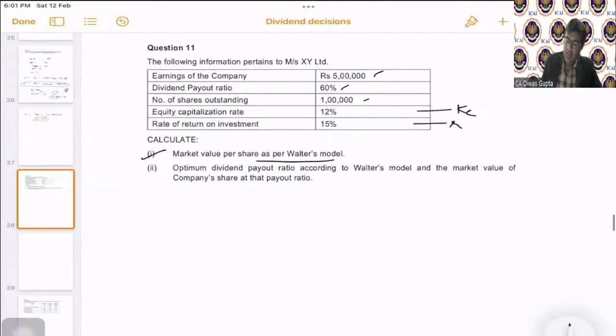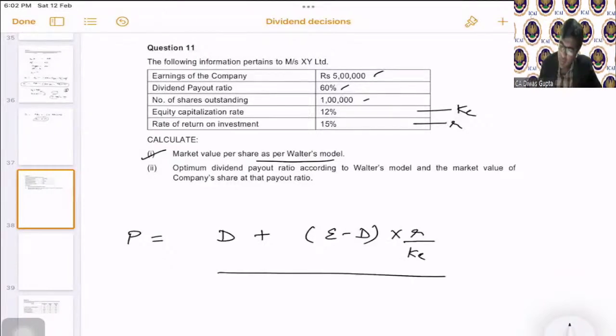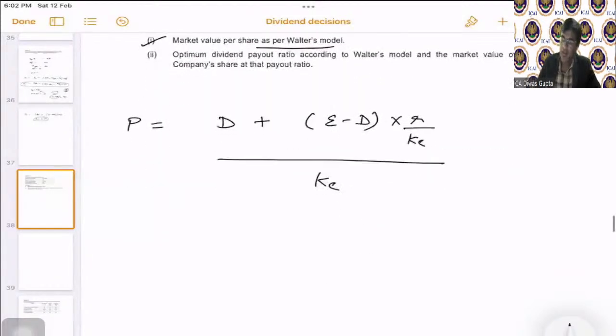So let us start. Let us write the formula first of all. As per the Walters model, we know that the price is equal to D plus earnings minus dividend, which is nothing but the retained earnings, on that R divided by KE, whole divided by KE, right? This is the formula given by Walter.